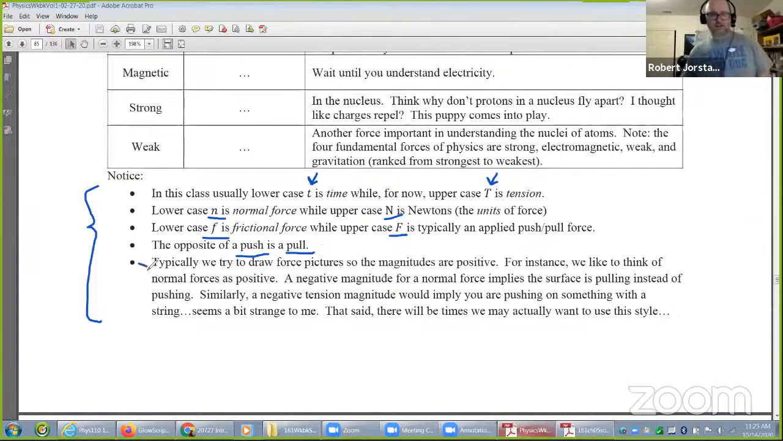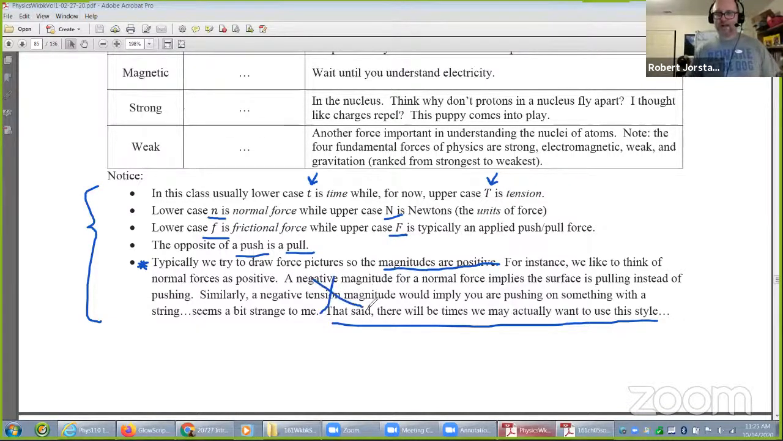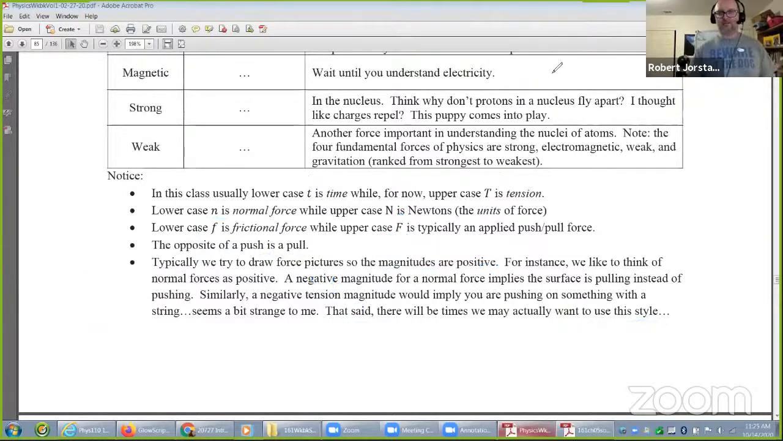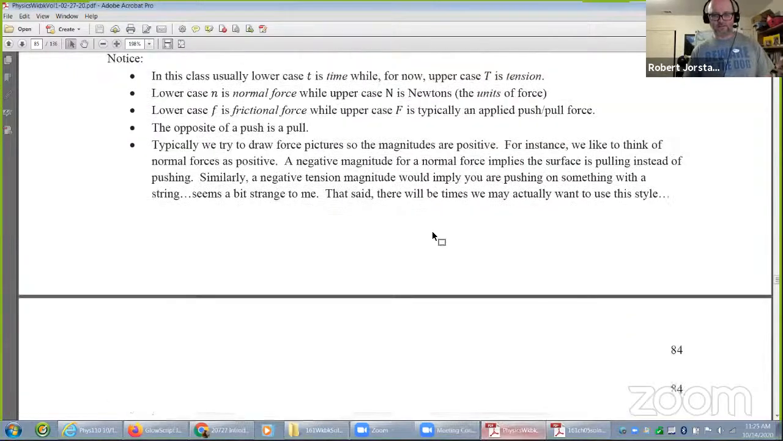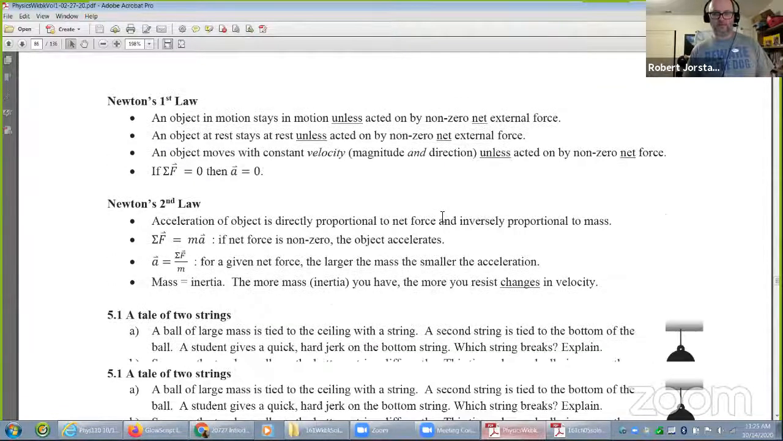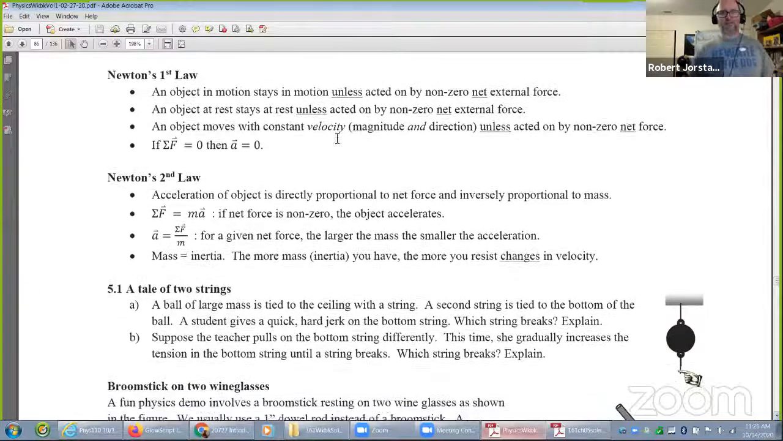And then notice this little comment right here. Usually we try to draw our pictures so that the magnitudes are positive because that's how our brains think, right? Normally you think of a normal force as positive. That said, you could do the math in this other way. And there are one or two rare occasions when we might think of a magnitude as being negative. But for the most part, I want you to think magnitudes are positive all the time. So think magnitudes are positive for this course, okay? Only in rare cases would you want a negative normal force or something. It's a pretty unusual situation.